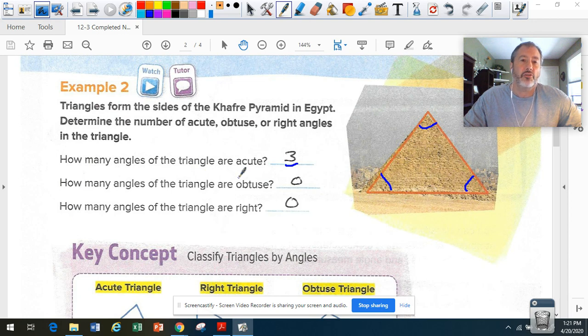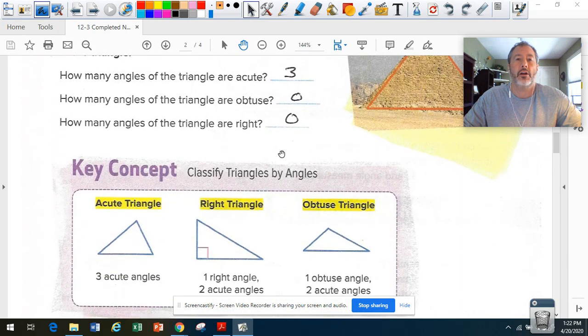Okay, how many of the triangles are obtuse or greater than 90 degrees? There's none here. Remember, a triangle, if it does have an obtuse angle, will only have one obtuse angle in a triangle. Then how many angles of the triangle are right, which means equal 90 degrees? Well, I don't see anything in here that equals 90 degrees, so we would say 0 here. So now, how are we going to classify these triangles according to their angles?